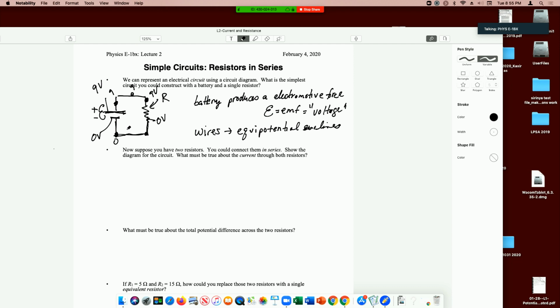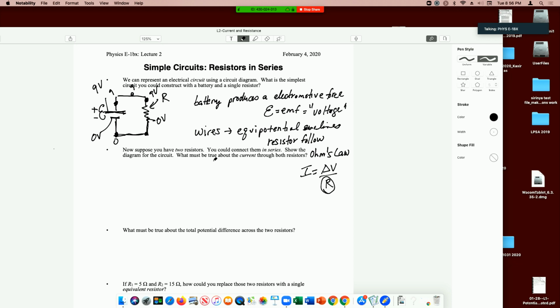Okay, so the resistor is going to follow Ohm's law. The current is equal to the change in potential over the resistance. Remember, the resistance is a function of both the material and the geometry. So depending on the resistance value of that resistor and the potential drop, if it's a 9-volt battery, from 9 to 0, we could calculate what the current flowing through that resistor is.